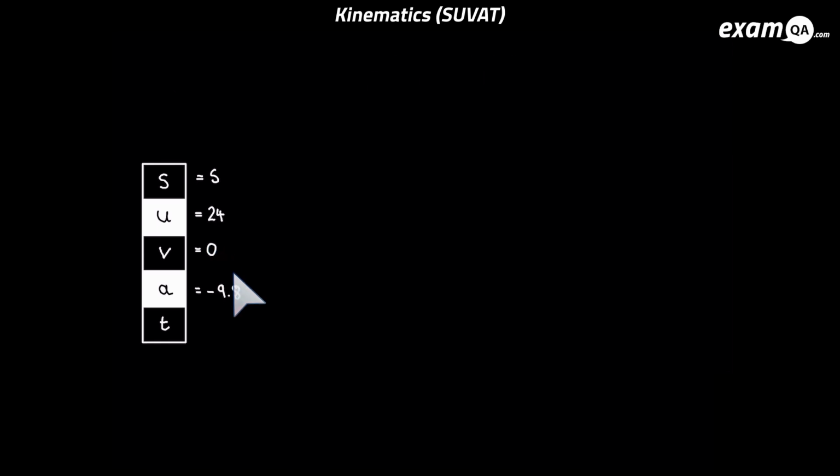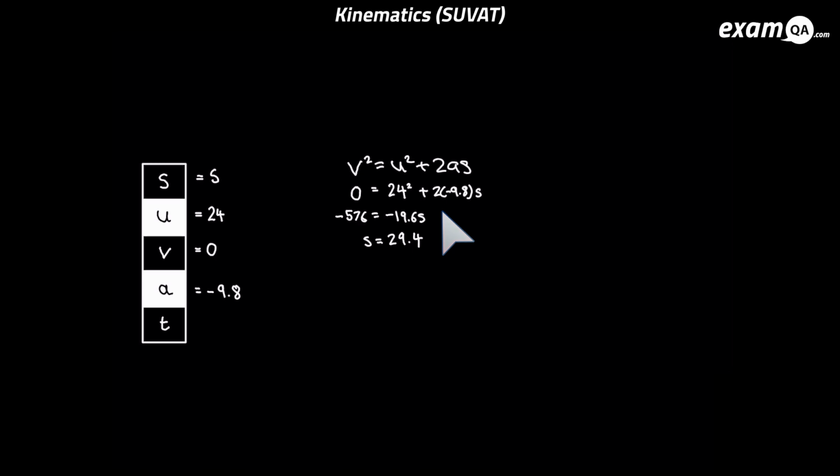Okay, so which formula are we going to use here? And it's this one here. So let's go ahead and fill it in. And it's a simple bit of algebra here to work out what S is. We'll move the 24 squared to the other side and divide through by 2 times minus 9.8, which is minus 19.6. And we get S as 29.4 to 1 decimal place. And the units will be meters. And there we have it.